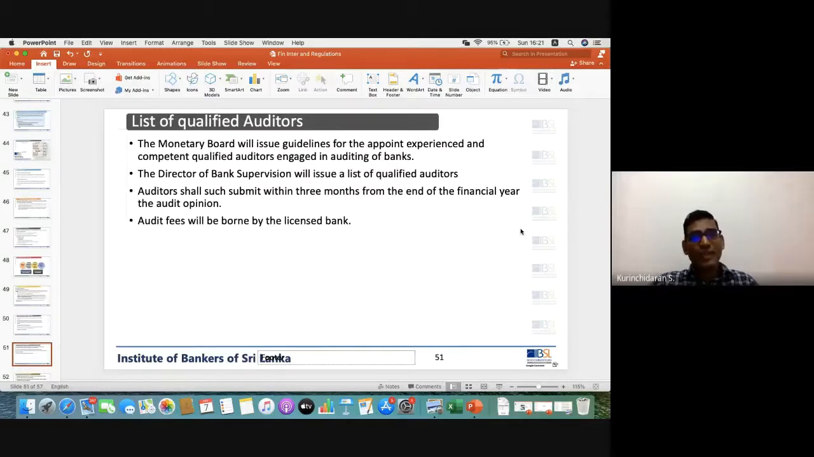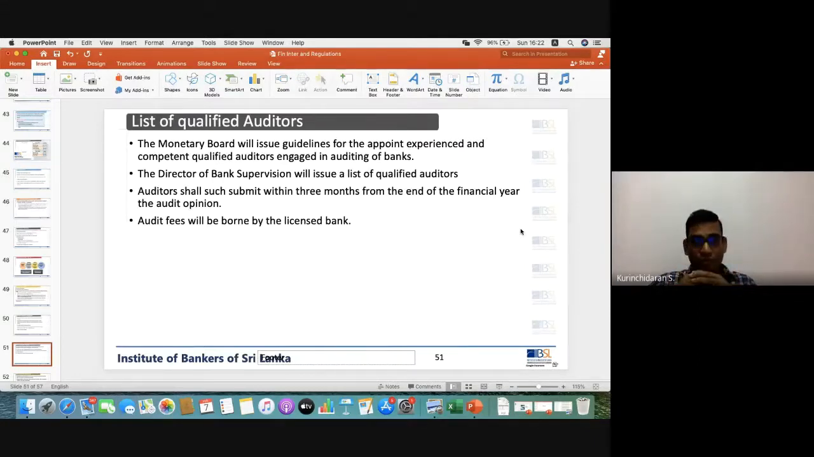And also, the Banking Act says the Monetary Board will issue guidelines for the appointment of experienced, competent, qualified auditors engaged in auditing of the bank. So who can audit the banks? The Director of Bank Supervision. In the central bank, there's a department called the Bank Supervision Department. The head of the department is called the Director of Bank Supervision.